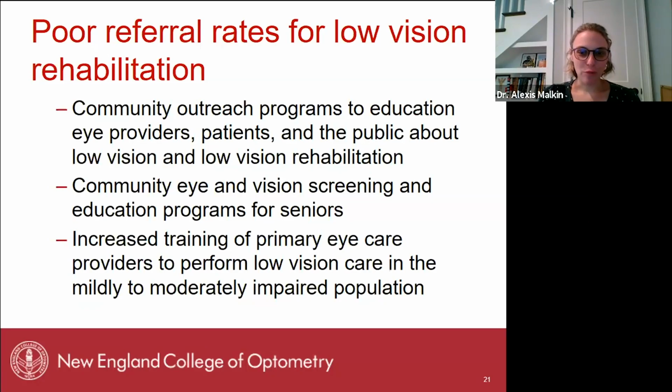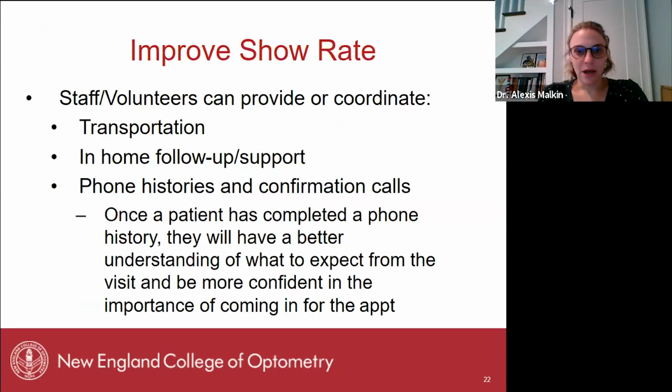And then what we're doing today, which is to try to train more primary eye care providers to do this basic low vision rehabilitation. My volunteers here in Massachusetts have also helped, as I said, coordinate transportation. They've been really good about doing in-home follow-up and support. So they will do a follow-up phone call after they brought someone in for an appointment with me. In some places, they're having volunteers actually do the patient history over the phone ahead of time.